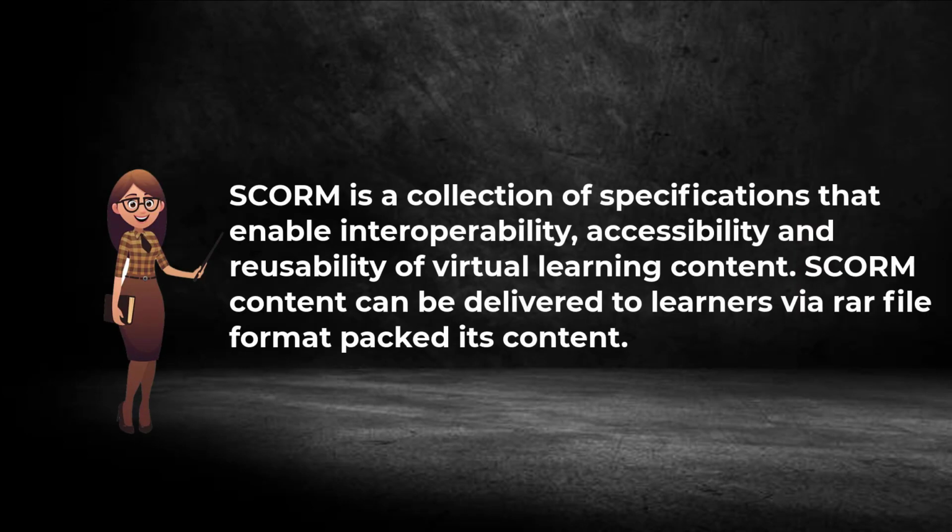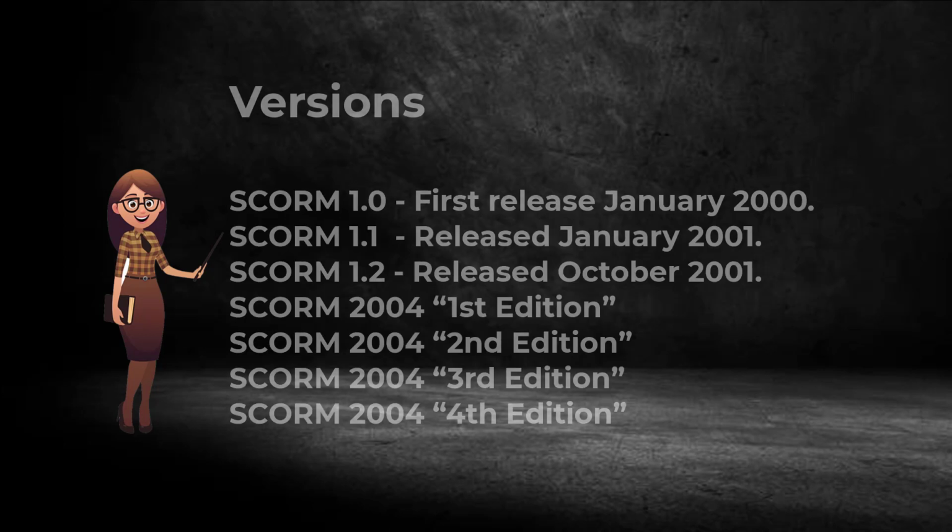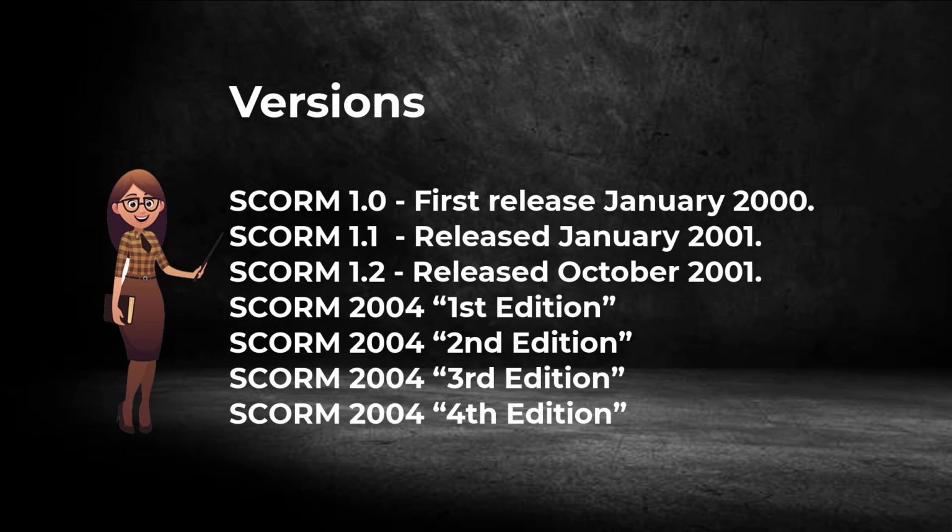SCORM is a collection of specifications that enable interoperability, accessibility, and reusability of virtual learning content. SCORM content can be delivered to learners in a raw file format that packs its content. Let us look at SCORM versions.